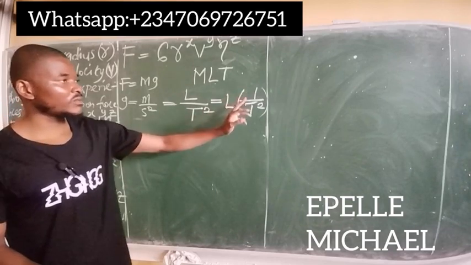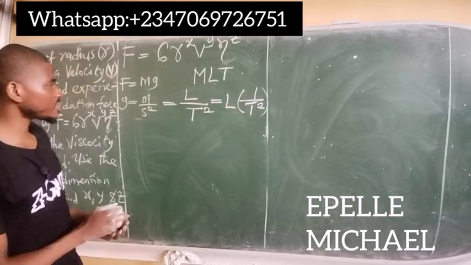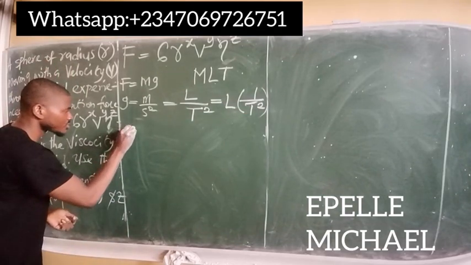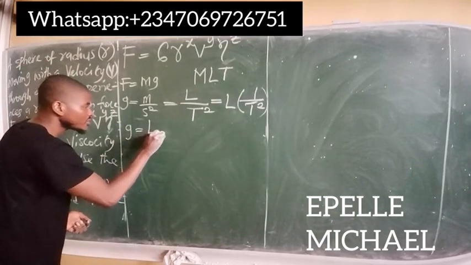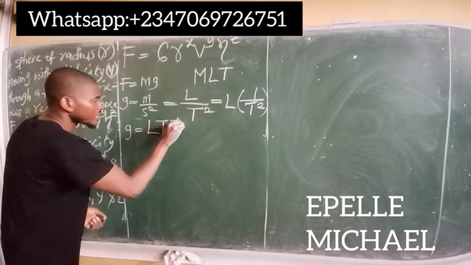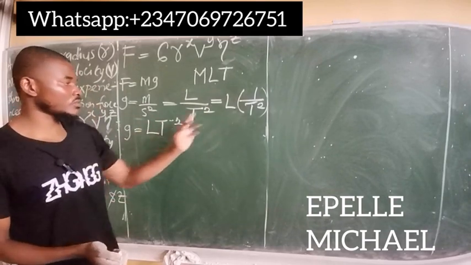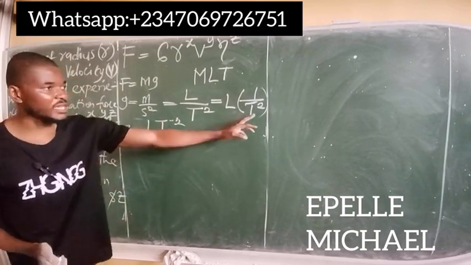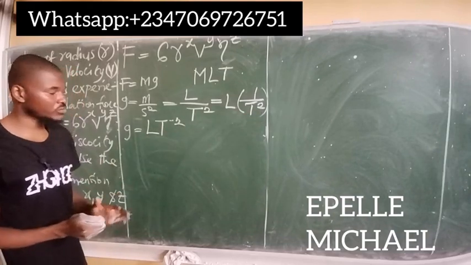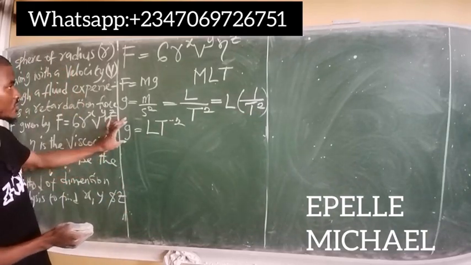Now, this quantity 1 over T to the power of 2 can be written simply, so the dimension of g becomes L T to the power of minus 2. Since it is to the power of 2 in the denominator, it becomes to the power of minus 2. So this is the dimension of acceleration due to gravity.